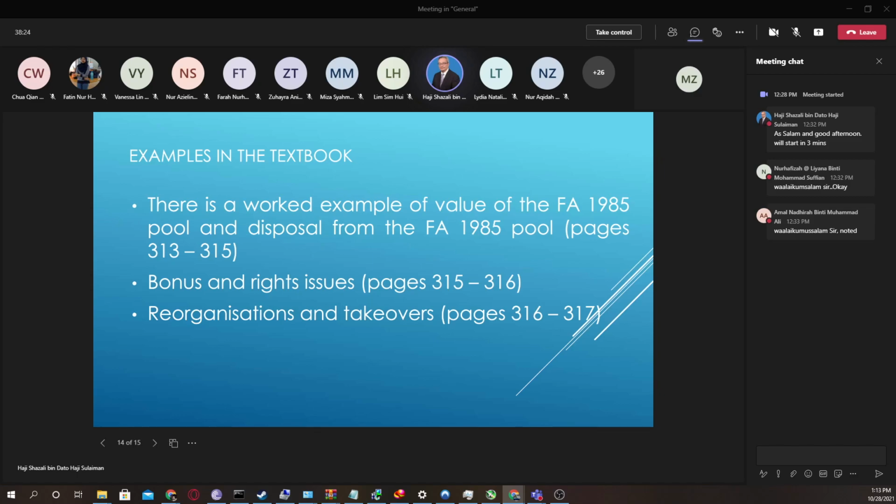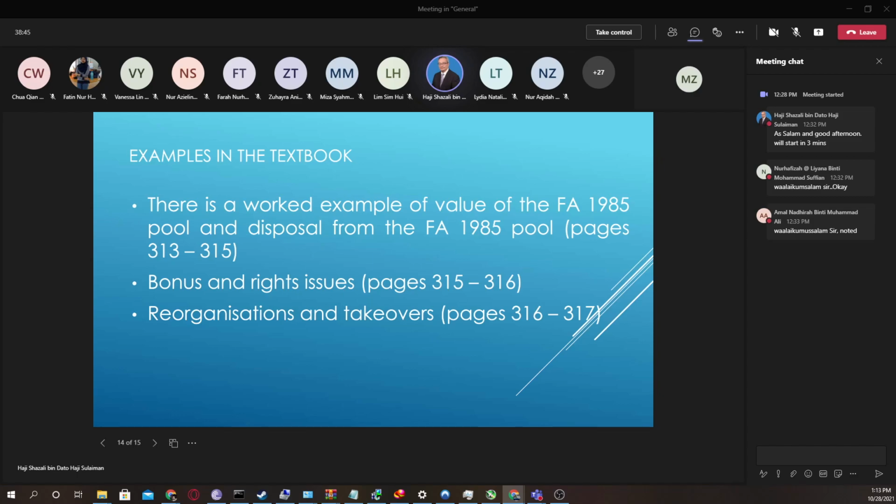So in the following example, we have a disposal. So at the start, we have what is known as the share pool, the 1985 pool at the start. We acquired more shares. So that's what the pool is up to the date of acquisition. Now we have, what have we done?